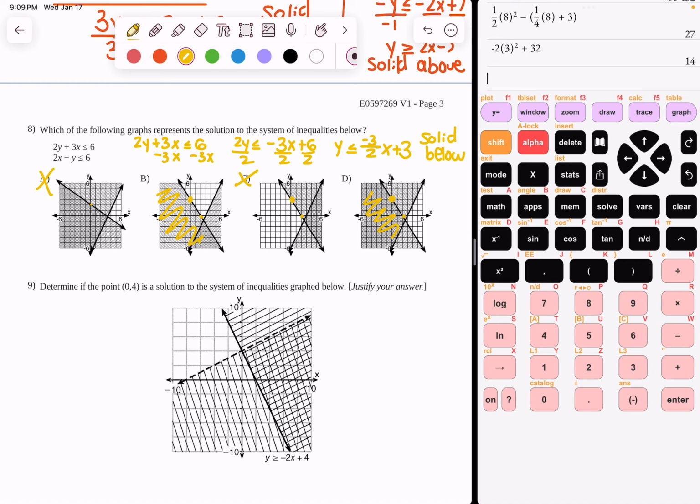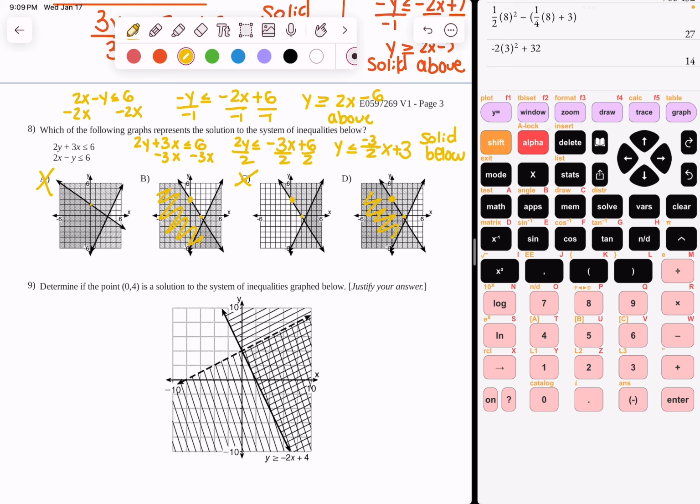Now let's look at the first equation. 2x minus y is less than or equal to 6. Let's get rid of the 2x by minusing 2x. We would get negative y is less than or equal to negative 2x plus 6. Let's divide by negative 1. When we divide by a negative 1, we are going to have to flip our sign, which would mean that now we would be shading above.